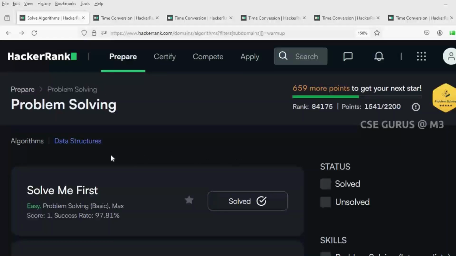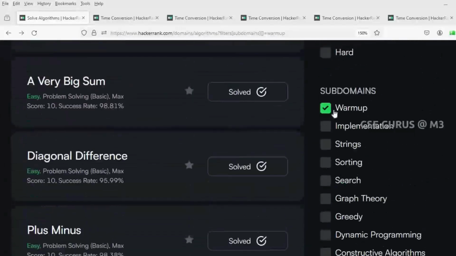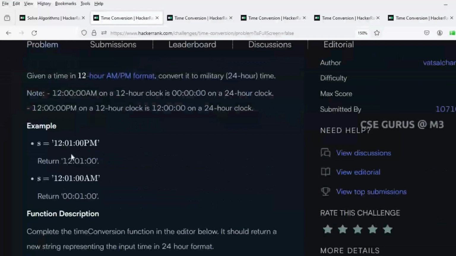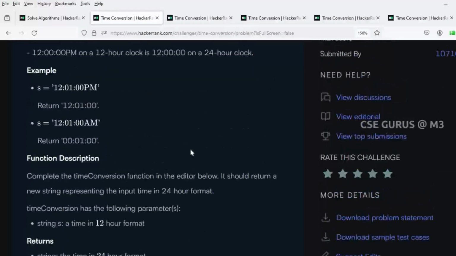We are solving HackerRank problems. In the algorithms domain, we are going to the subdomain. In the problem statement, it is asking you to convert a 12-hour format into a 24-hour format. In the question, if you clearly observe, there are 4 constraints you need to check.